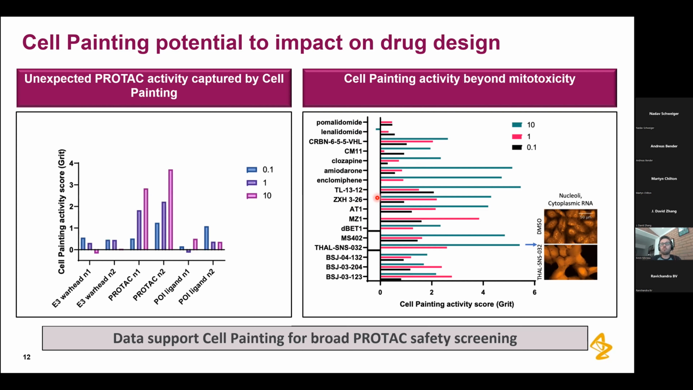On the other plot here, we characterized some published compounds, PROTACs and small molecules, and we were also able to see that cell painting could detect various activities with different compounds. For example, this compound here is a CDK9 degrader. When we look at the raw images, we see that in the treated samples there was a loss of nucleoli, which is in line with a block in cell cycle progression. So that's in line with the on-target biology. That's to show that there are many different activities that could be detected by cell painting beyond the mitotoxicity.